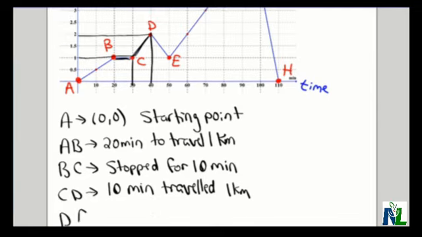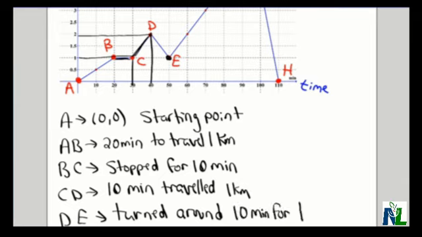Now from D to E, possibly what happened here is maybe the person forgot something or had to go back, and the person turned around. So as time went from 40 to 50 minutes, another 10-minute time period, our distance to our starting point decreases. So we're now 1 kilometer away from our starting point when we get to E. So we turned around and went back toward our starting point 1 kilometer, and that took us another 10 minutes. 10 minutes for 1 kilometer.